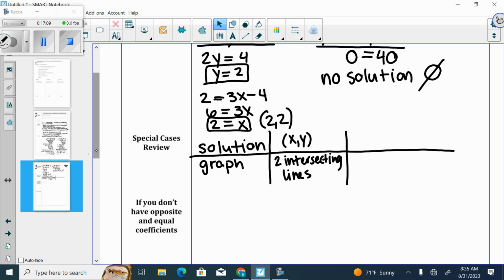Let's say we end up with something like we did here, a false statement, like 2 equals 3, or maybe even 4 equals negative 4, right? Those are not true statements. In that case, we know that means we have no solution. What would that mean our lines look like on a graph? Parallel. Parallel, very good. This would mean we have parallel lines. This is a symbol that denotes parallel.